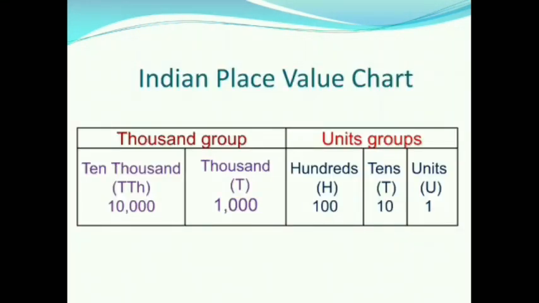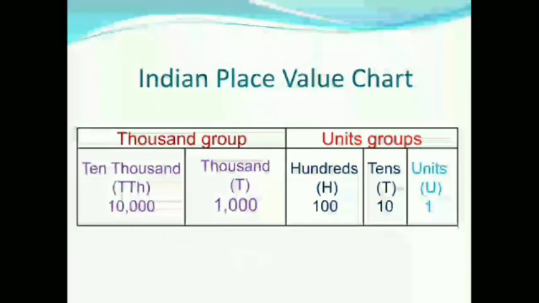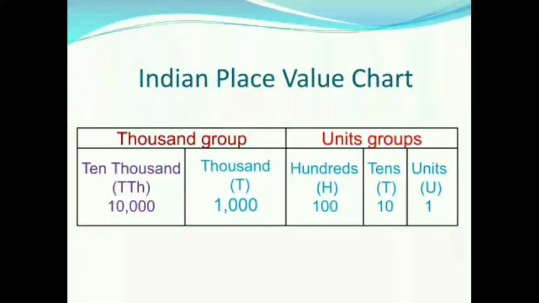Children, now we will learn about the Indian place value chart. The product of the digit and the value of its place is called the place value. Now we will learn up to 5 places. They are units, tens, hundreds, thousands, 10,000s. Now we will learn about periods. Units, tens, hundreds come in the units group. 1000 and 10,000 come in the thousands group.